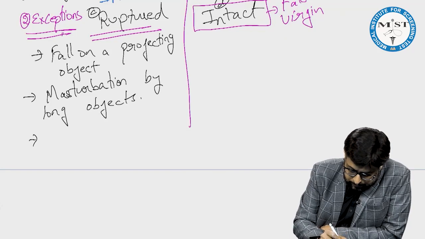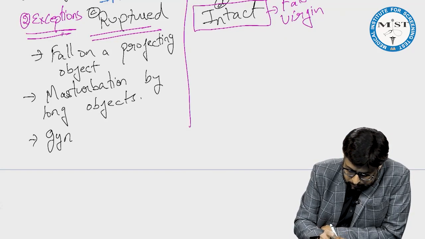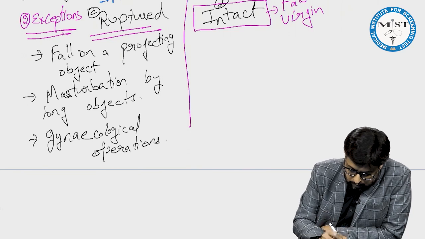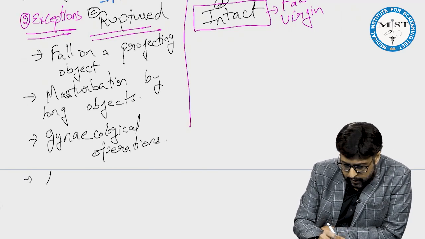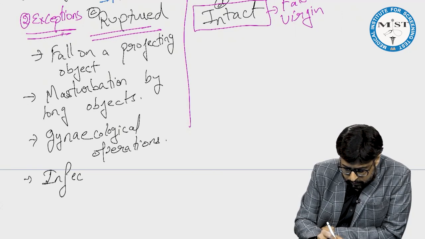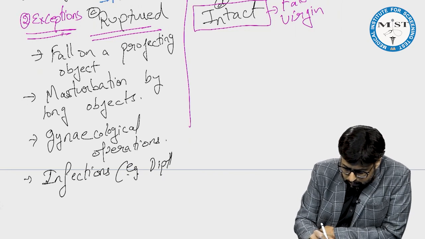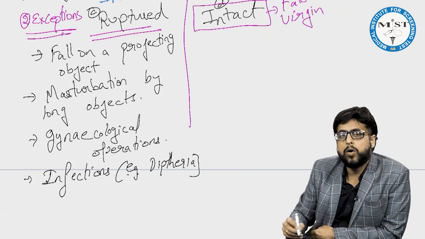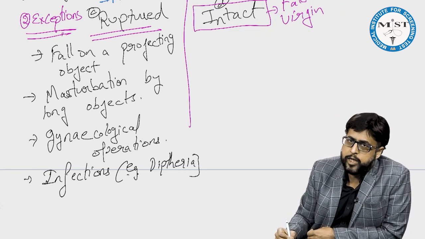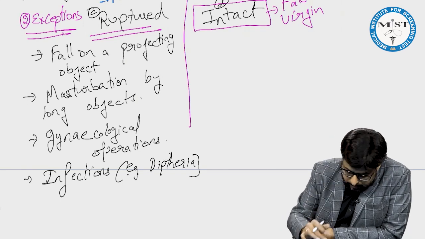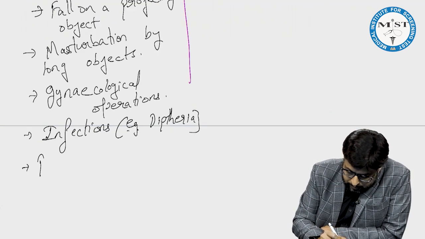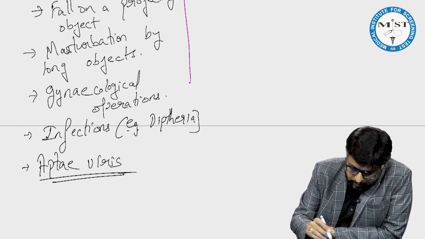Then certain gynecological operations. Then certain diseases, certain infections. Example, diphtheria. Diphtheria can cause ulceration and perforation of hymen. Then one more thing, aptevirus. What is aptevirus? Let me explain.